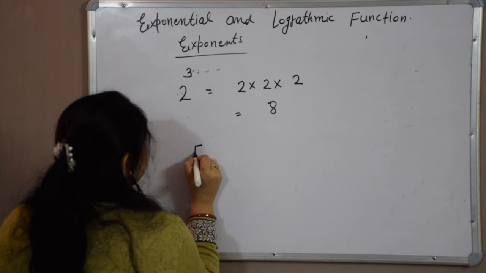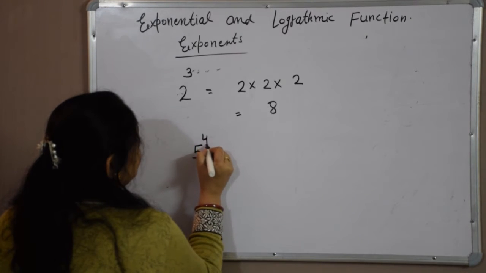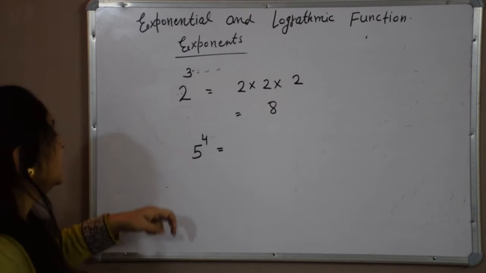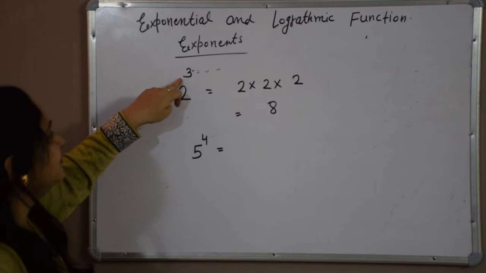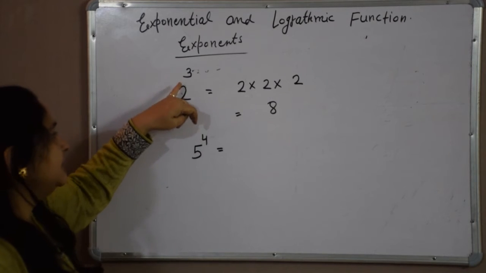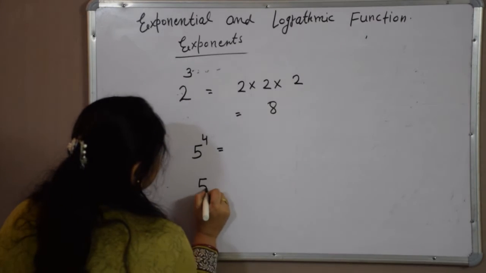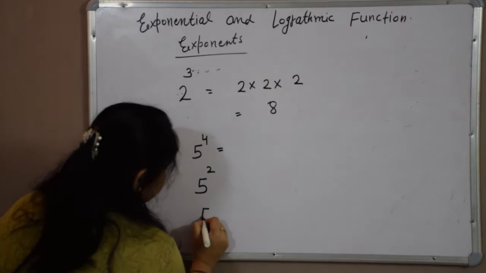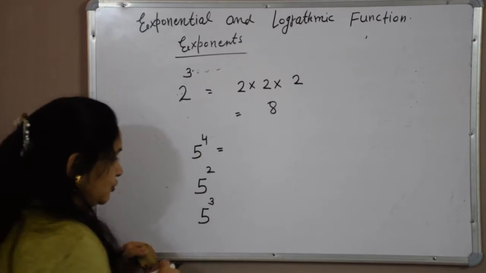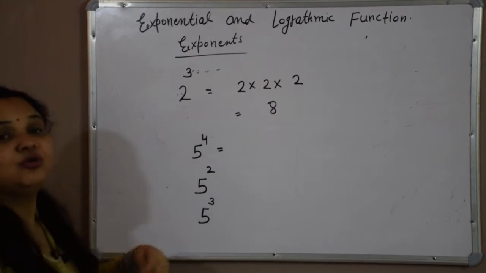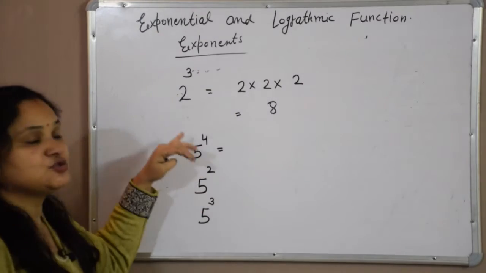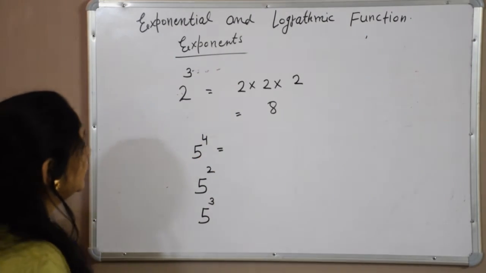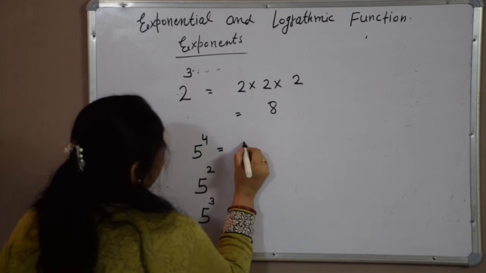Now suppose I have to solve 5 raised to power 4. We read it like 5 raised to power 4. Up to cube we can say it differently. If the power is 2, we can say 5 square. If the power is 3, we can say 5 cube. And if the power is 4 or more, we say 5 raised to power 4, 5 raised to power 5, 5 raised to power 20. So 5 raised to power 4 I have to solve.